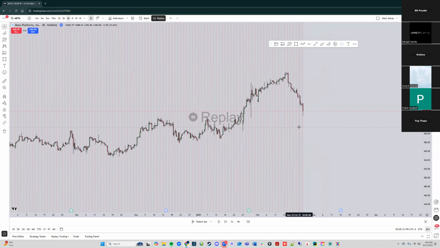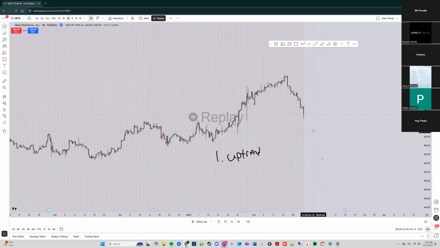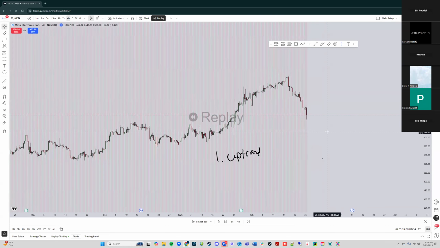Uptrend, I guess. Okay. Uptrend. Okay. Anything else? Short term downtrend, but long term uptrend. Okay, so the reason he's saying that, just for anyone that doesn't understand, is overall we're at an uptrend, but short term, just for now, he thinks we're at a downtrend.